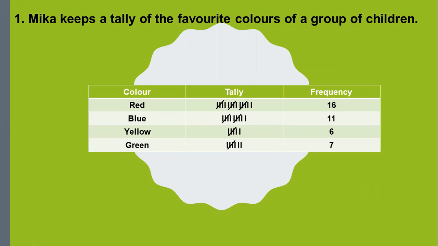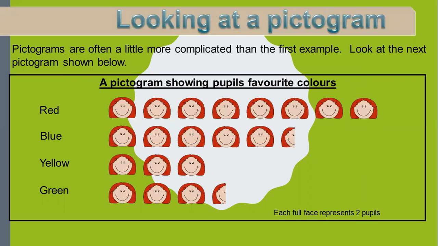It's the same. We still have Mika here, but with different data. The colors are only 4: red, blue, yellow, and green. And then Mika represents the data by this one. You can see I choose the scale, or the key, is 2. Before it was 3, now it is 2. So, one head represents 2 pupils. One head of a person represents 2.